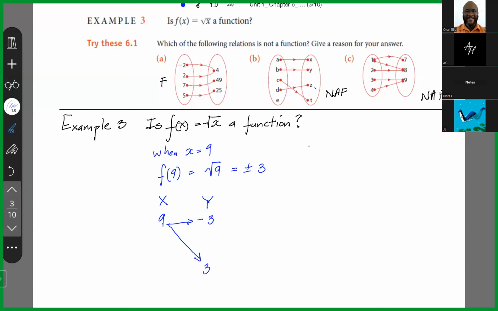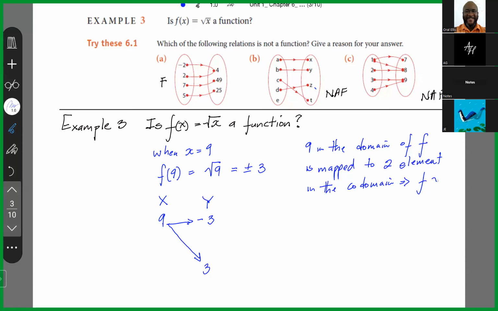So if you need to write a statement: 9 in the domain of f is mapped to 2 elements in the codomain. Therefore, f of x is not a function.